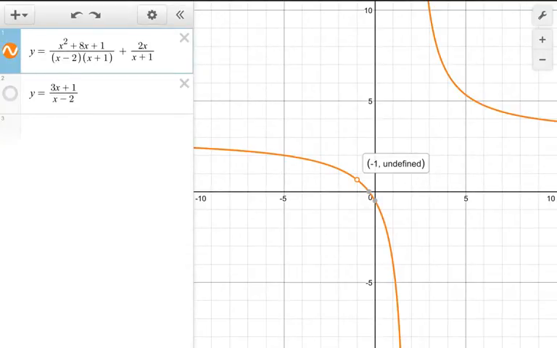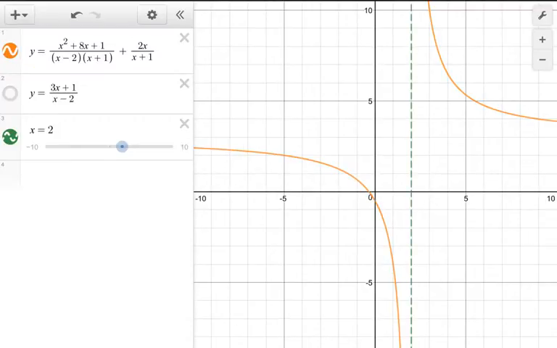So I've hidden the blue dotted simplified expression, and I'm just looking at this orange line, which represents the outputs for my original expression. When we check x equals negative 1, we get an output that is undefined, meaning the value of that original expression is undefined when x equals negative 1. And we see that when x equals 2, there's a vertical asymptote there. The orange line is approaching x equals 2, which is shown here as a green dotted line, but it's never actually going to touch there. So when x equals 2, the original expression is also undefined.